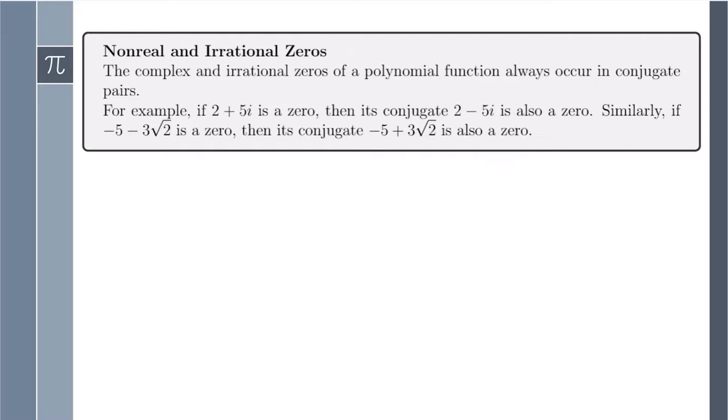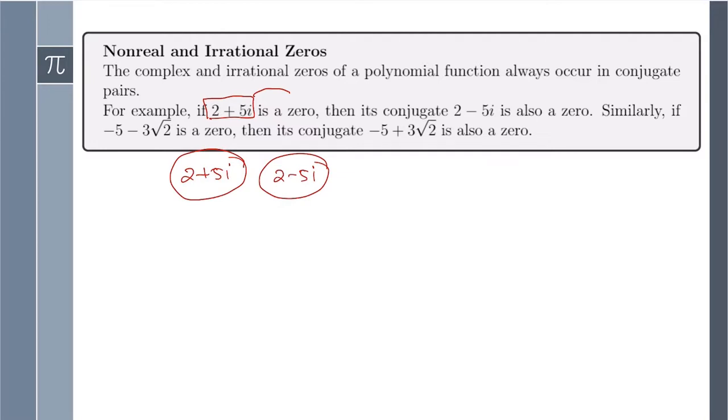Now we are going to look at one important fact here. This is if we have non-real zeros, or imaginary or complex zeros, and then irrational zeros, then this fact is true. So if we have a complex zero as a zero of the polynomial, then its conjugate is also a zero. So if we have 2 plus 5i as one of the zeros of the polynomial, then 2 minus 5i must be a zero of that polynomial.